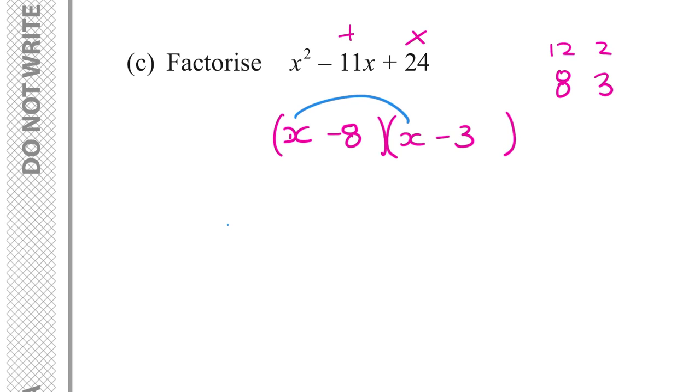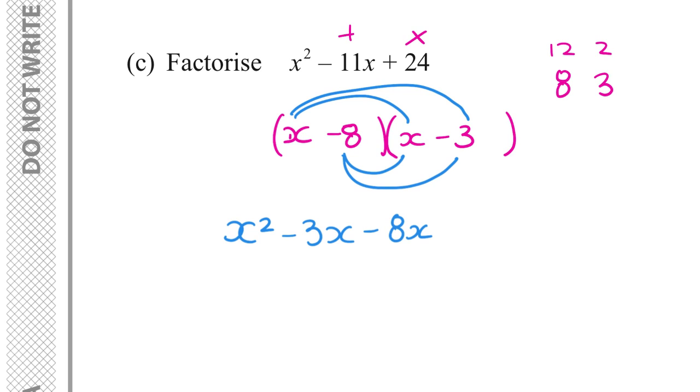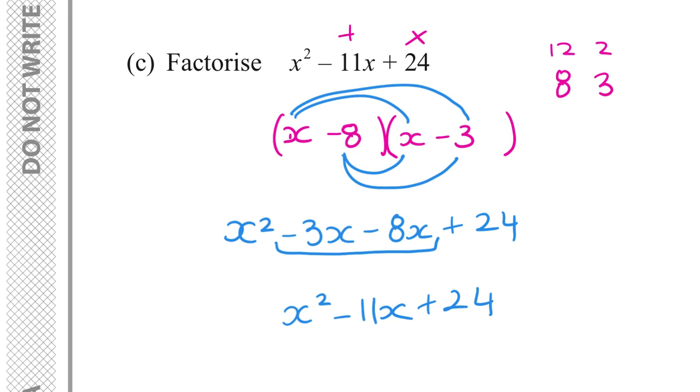X times x, x squared. X times negative 3, minus 3x. Minus 8 times x, minus 8x. Minus 8 times minus 3, positive 24. If I collect and simplify like terms, I'm going to get x squared minus 3x minus 8x is minus 11x plus 24. I know I am right.